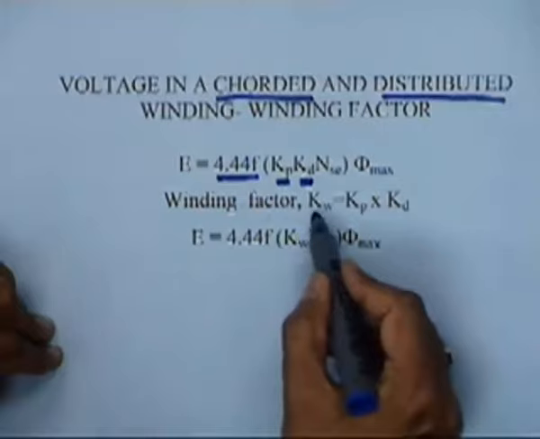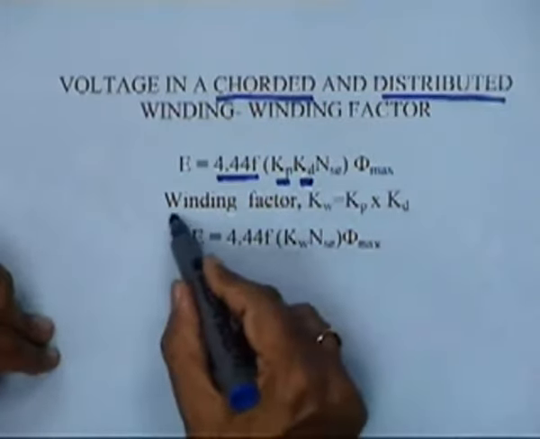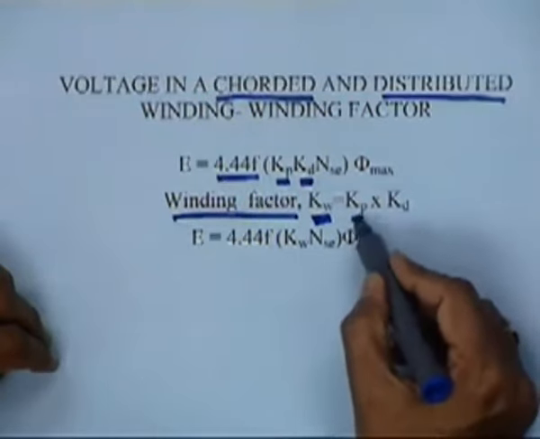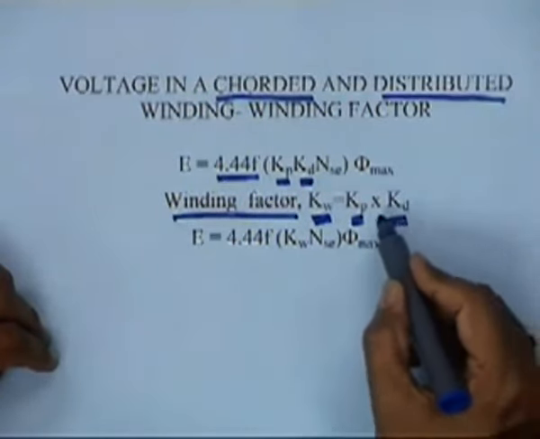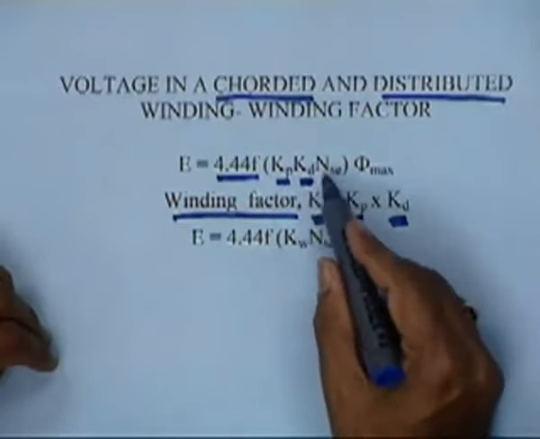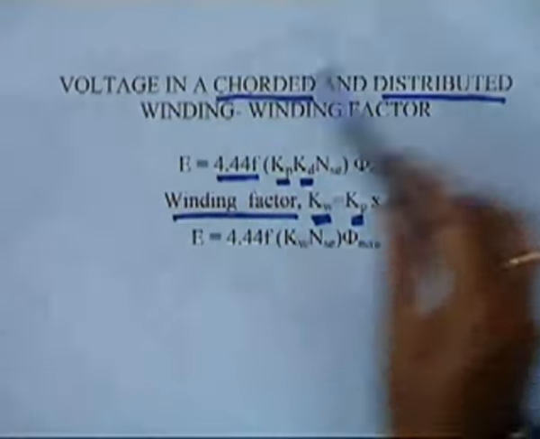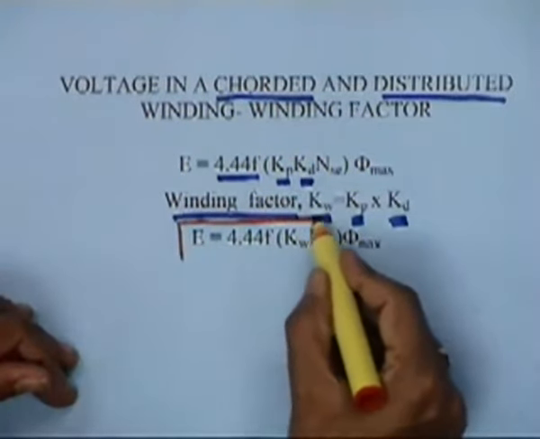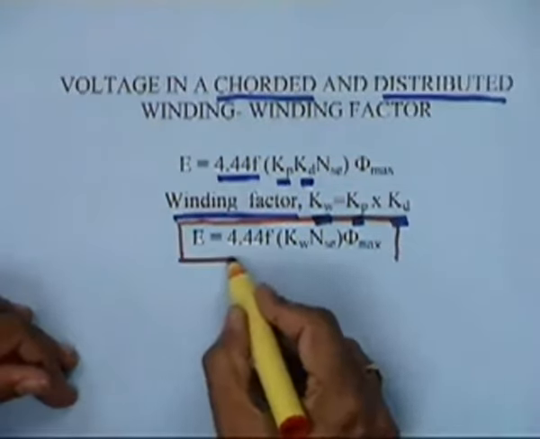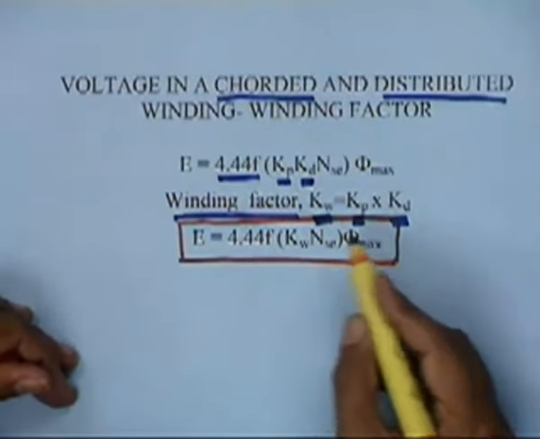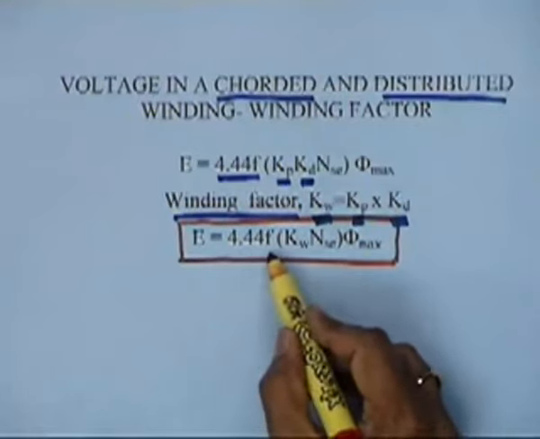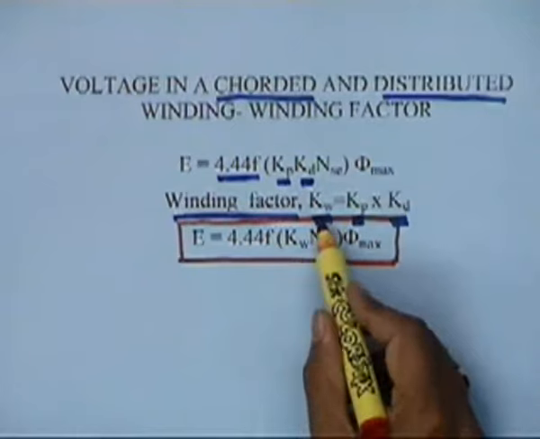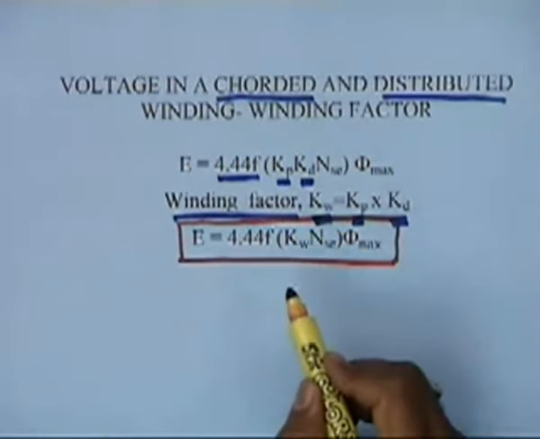So we now define what is known as the winding factor. Winding factor is Kw, which is a product of pitch factor and distribution factor, so Kp into Kd. If you put Kp into Kd, we get the final expression for voltage induced in a synchronous machine with both pitch and distribution factor being accounted for: E is equal to 4.44 F into Kw NSE into phi max, where Kw is the winding factor, a product of pitch factor and distribution factor.